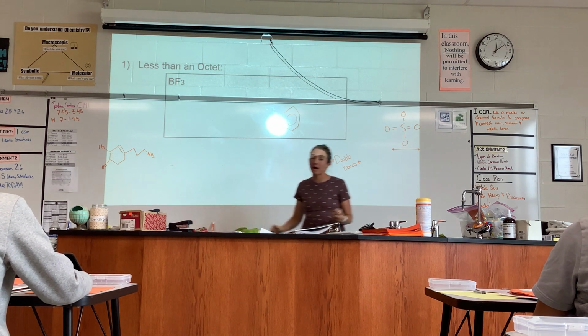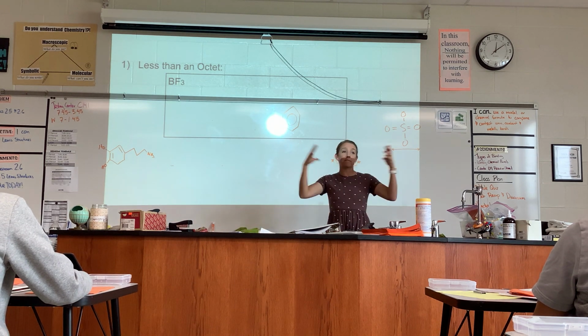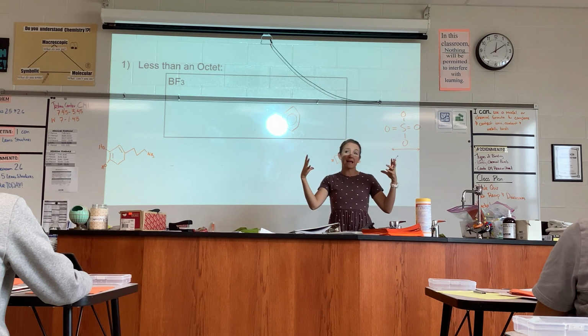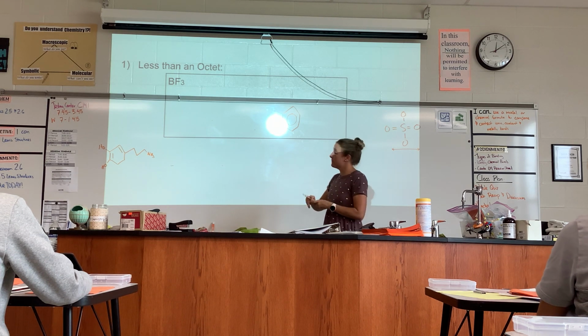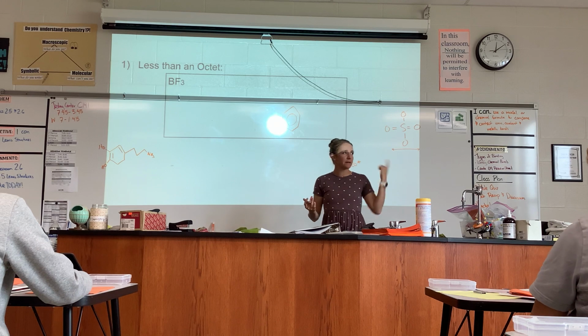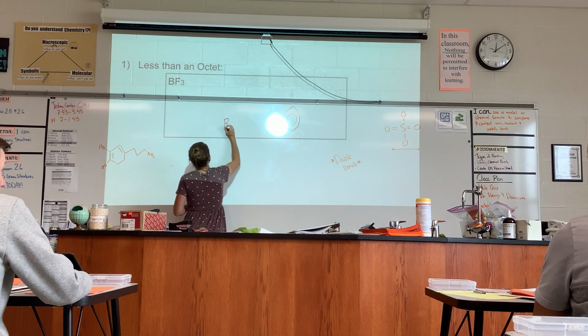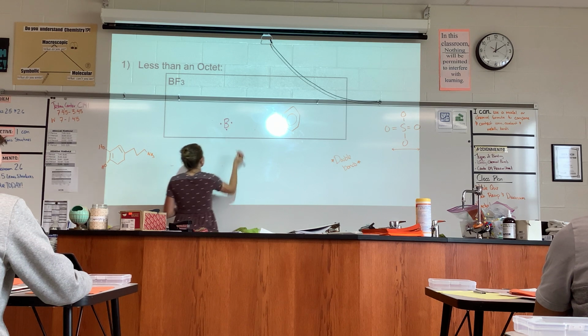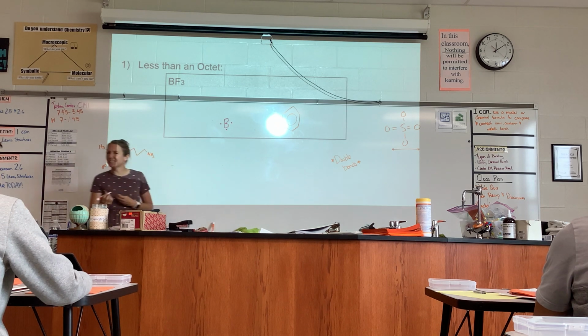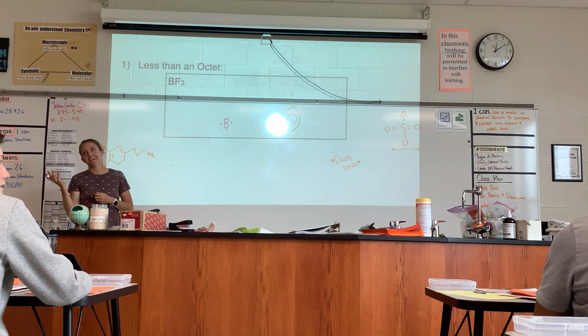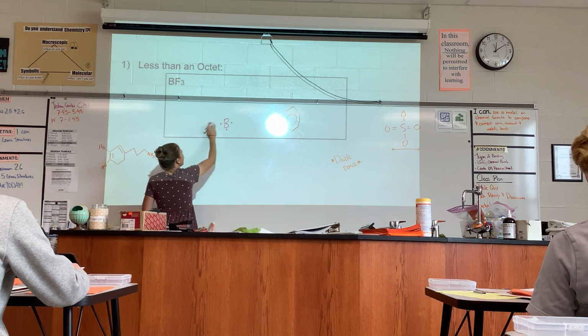Okay, another type of exception, everybody, is sometimes you have less than an octet. We talked about how you can have more, but sometimes you might be short. Boron is really where it's going to happen, because how many electrons does boron come with? 3. Only 3. Sorry, I said bromine, I meant boron.